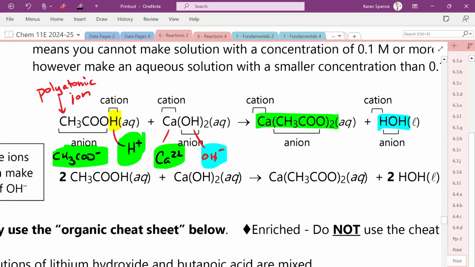Okay, and then at that point you would have to balance it. You would have to say, I have 2 acetate ions, so I need to have 2 acetate ions. That gives me 2 hydrogens, which means I also need 2 hydrogens. That gives me 2 hydroxides, and fortunately I have 2 hydroxides. Is that good?